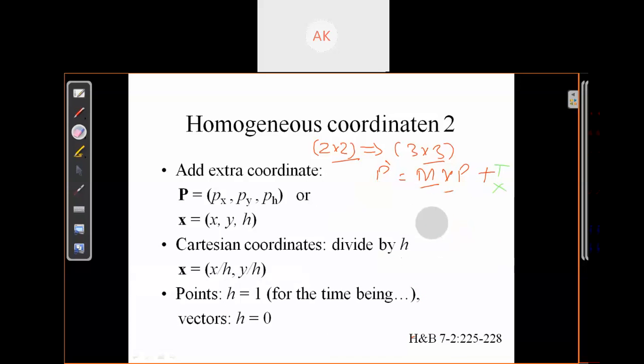But always your h is a non-zero number. If your h is 0, your point will be infinite. When you divide any number by 0, you will get an infinite number. So always your h should be a non-zero number. Is it clear?